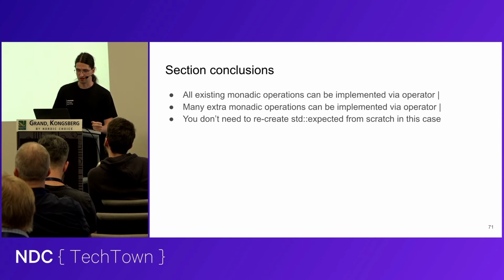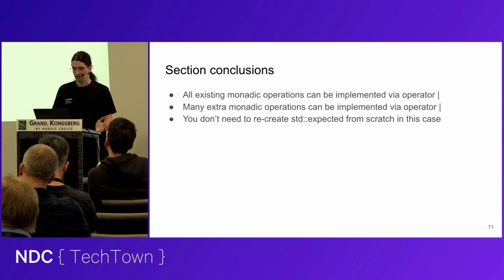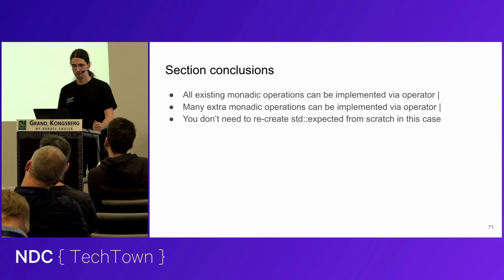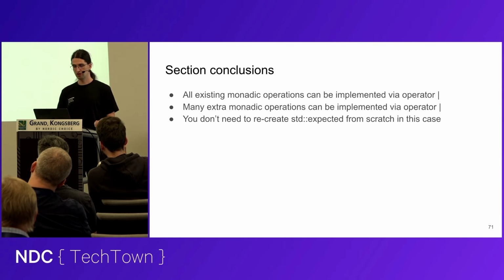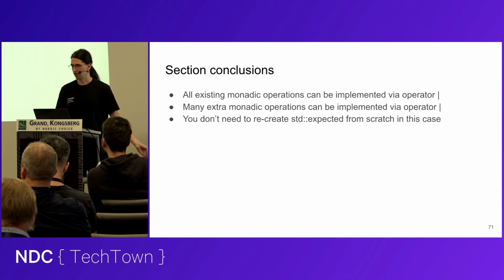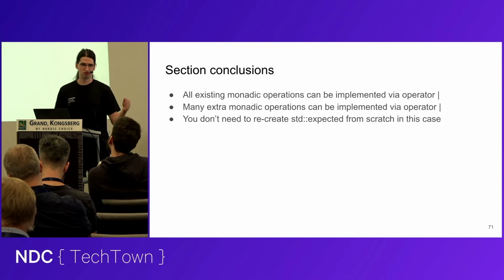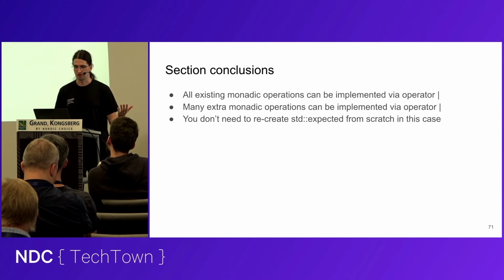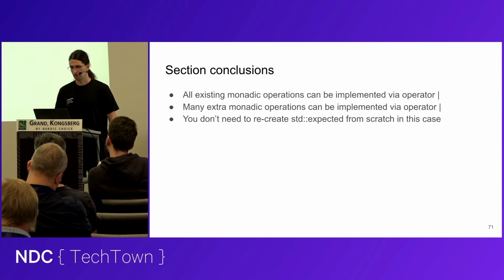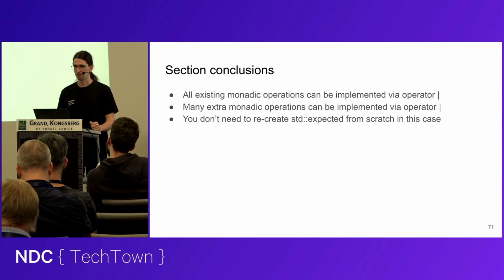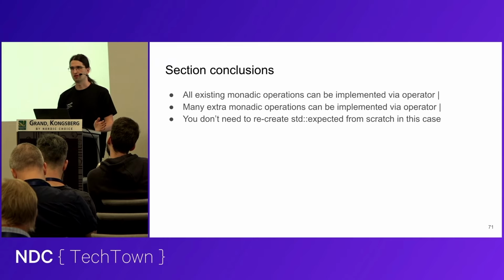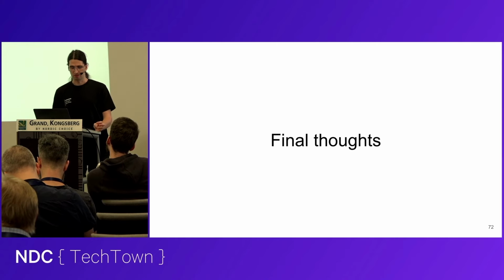As a conclusion of this section, almost, I guess, all existing monadic operations can be implemented with the pipe operator. Many extra monadic operations can be implemented the same way, and you don't really need to touch the interface. You don't need to recreate expected from scratch, which is very good, unless, of course, you have very specific use cases when you have to do that. And I have some final thoughts on all of these things.